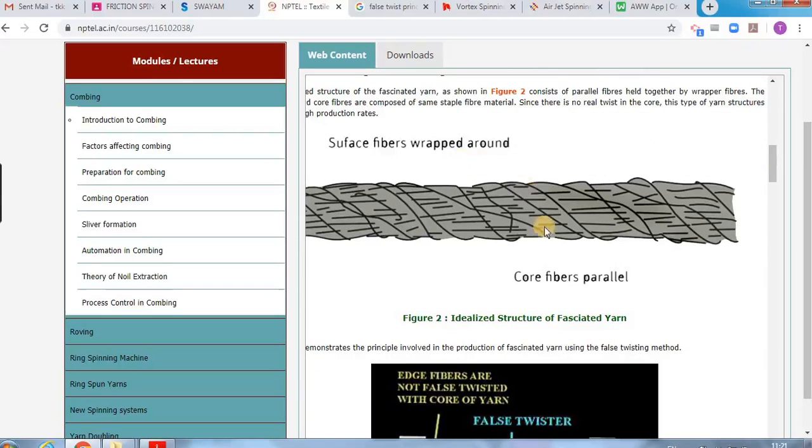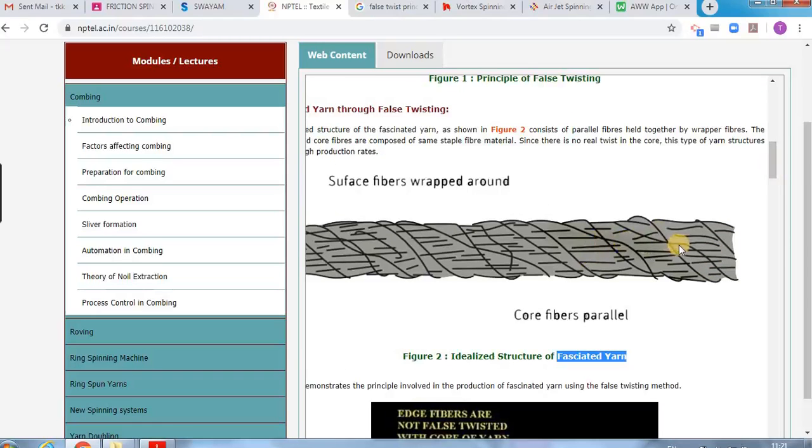So this is the kind of yarn you are going to produce using a false twist principle. The yarns which are produced using the false twist principle are called fasciated yarns, right? Fasciated yarns consist of two structures. One is core parallel fibers. Core fibers are parallel, which do not have any twist, but on the outer side you have wrapper fibers or edge fibers, right? So this is what we call fasciated yarns.